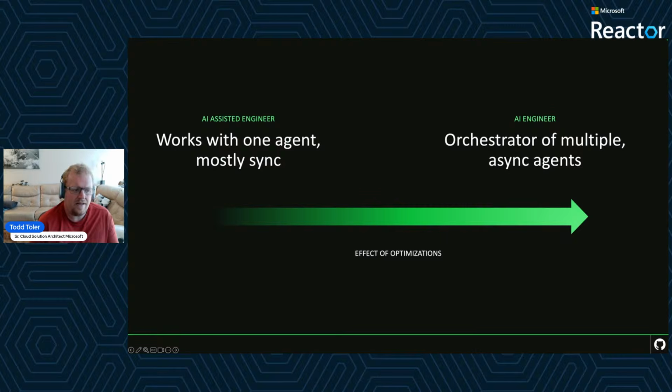But compare that to what we might call an AI engineer, an orchestrator of multiple asynchronous agents, dozens, hundreds of agents out there running. Every percent of token usage you can shave off, and every percent of quality you can add is effort well spent across the accumulation of those agents.